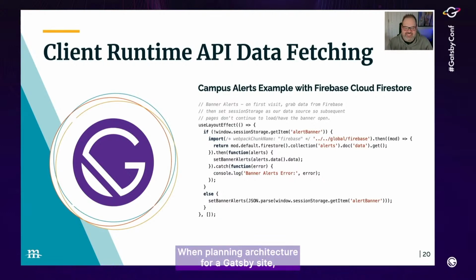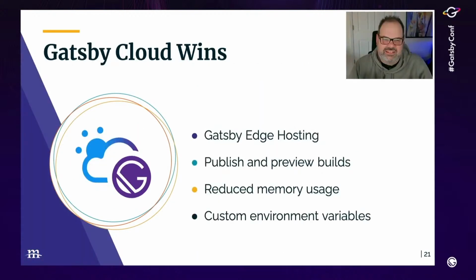When planning architecture for a Gatsby site, it is worthwhile to list all API data sources, noting factors that will help dictate which sources need to be sourced during Gatsby builds and which sources can be leveraged on demand in the client browser.